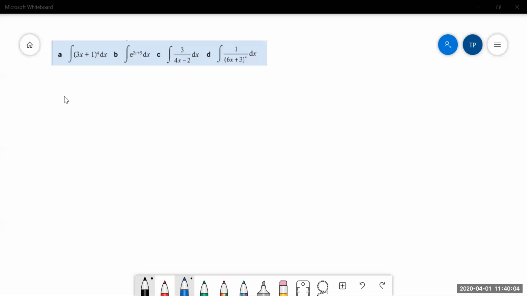So for part B, just now for part A, we identified the y to be in the bracket, right? Now in part B, where do you think is the y? E to the 2x plus 5. No, it's just 2x plus 5. Yes, try that. Show me. Exactly the same steps. Just follow through the same old steps.